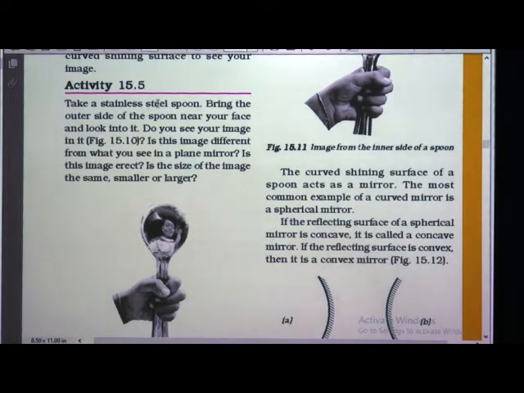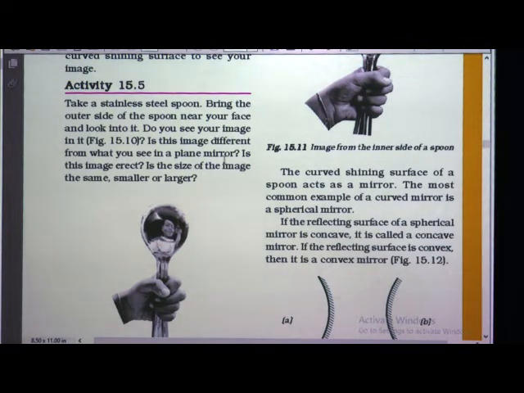So, take a stainless steel spoon, bring the outer side of the spoon near your face. So, this is the outer side and you can see the boy who is looking into the outer side of the spoon, and he can see his image. So, the outer side of the spoon near your face, and look into it. Do you see your image in it? So, he can see his image. Then, is this image different from what you see in a plain mirror?